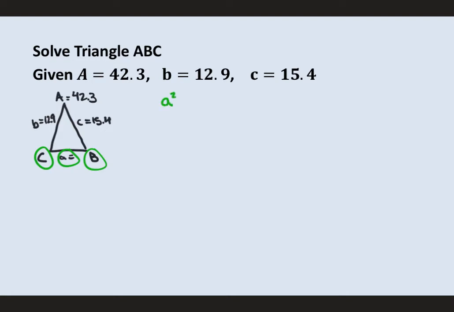So we'll say little a squared equals, all right, little b, which is 12.9, squared, plus little c, which is 15.4, squared, minus 2 times b, which was 12.9, times c, which was 15.4, times the cosine of the angle, which is 42.3.